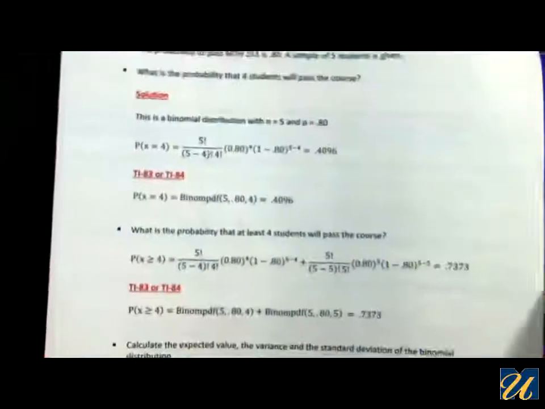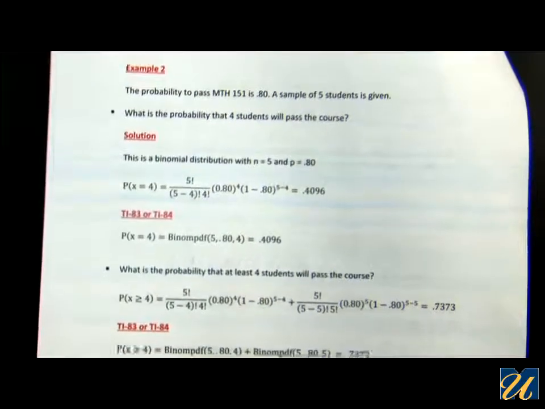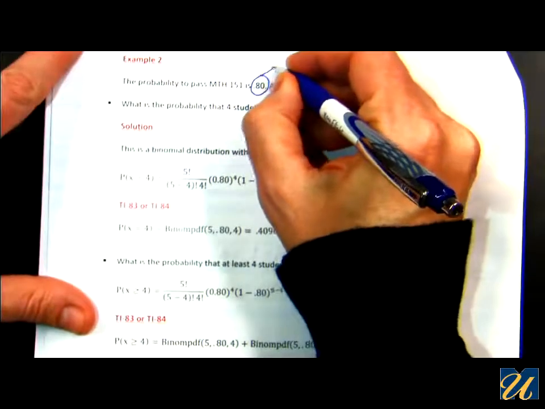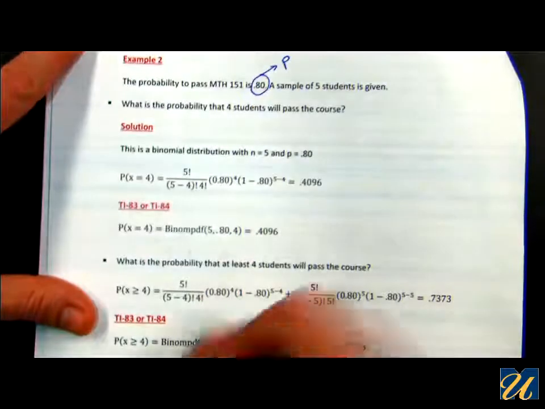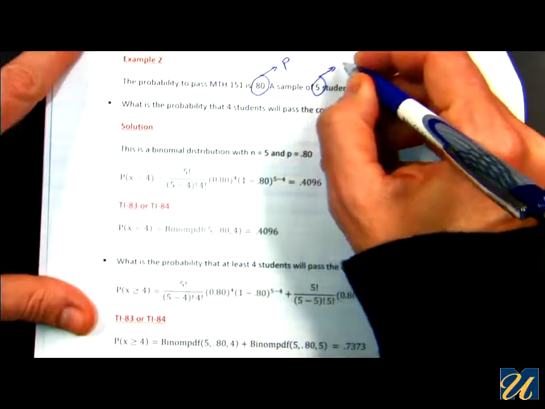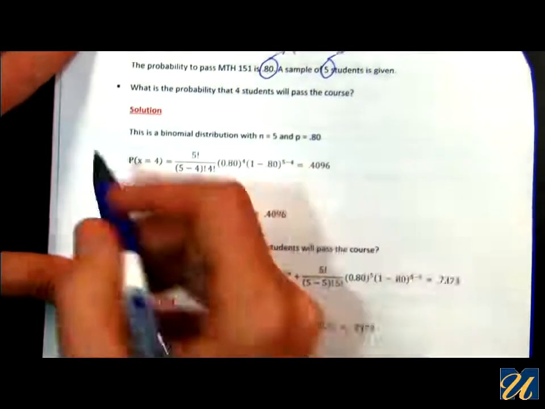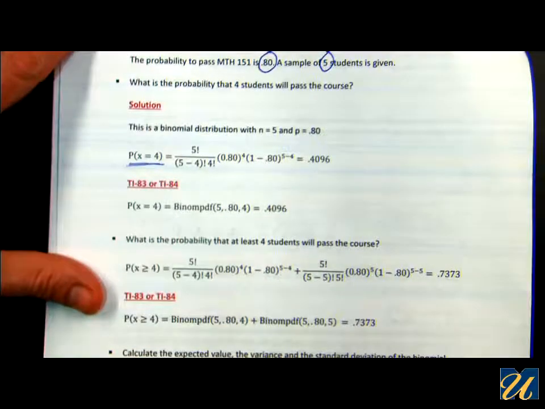Let's look at an example. The probability to pass Math 151 is 0.8. So this 0.8 is your p. A sample of 5 students is given. This is your n. What is the probability that 4 students will pass the course? So what am I looking for? I'm looking for the probability of X to be equal to 4.